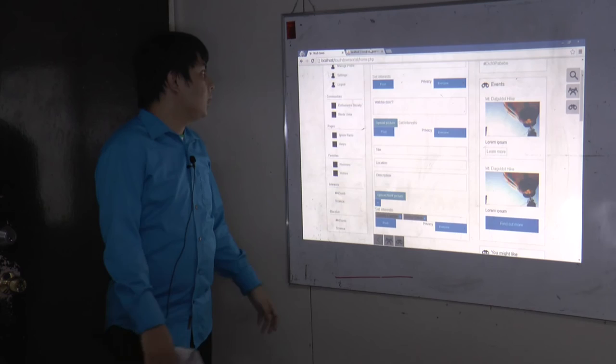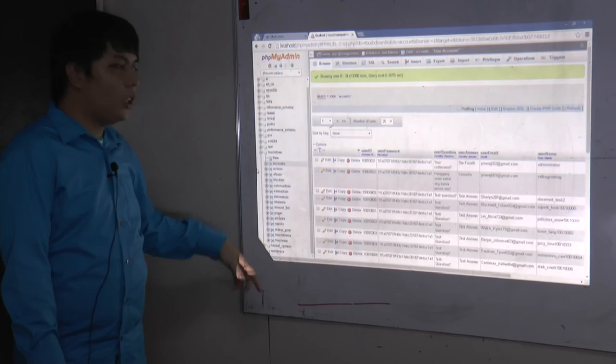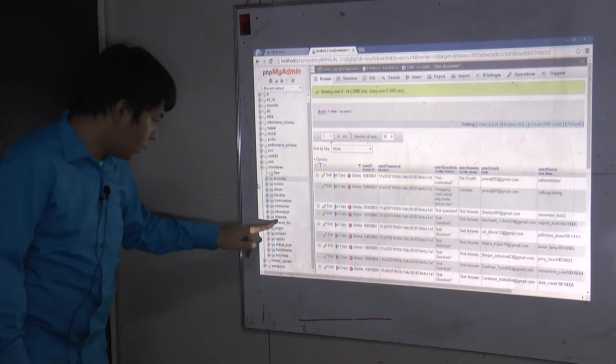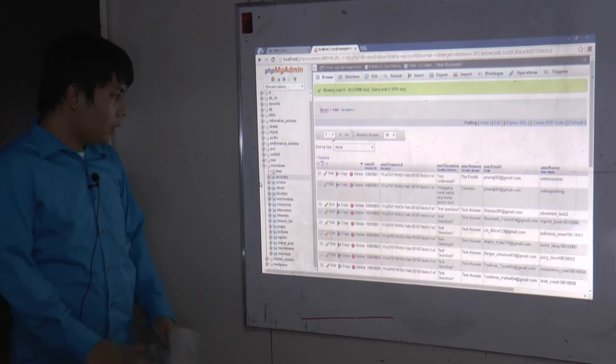So in here we can see the entire database of the TouchDown algorithm and the website. We have the accounts, actions, album, blacklist, communities, connection, information, interest. Then we have the interest list, page, pictures, reports, status, post, TouchDowns, and touch rate.